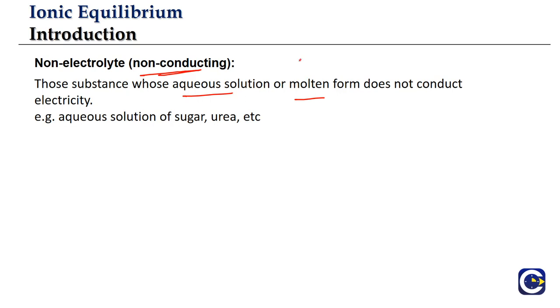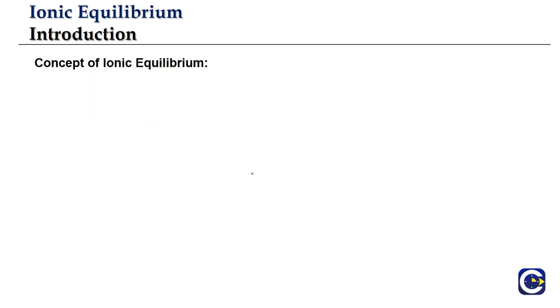So these substances will not be able to produce ions when they are in the aqueous solution state or when they are in the molten state. What are the examples? If you take substances like sugar, urea, even glucose, all of them will not be able to produce any ions and will not have any dissociation. That is why we call them non-electrolytes.